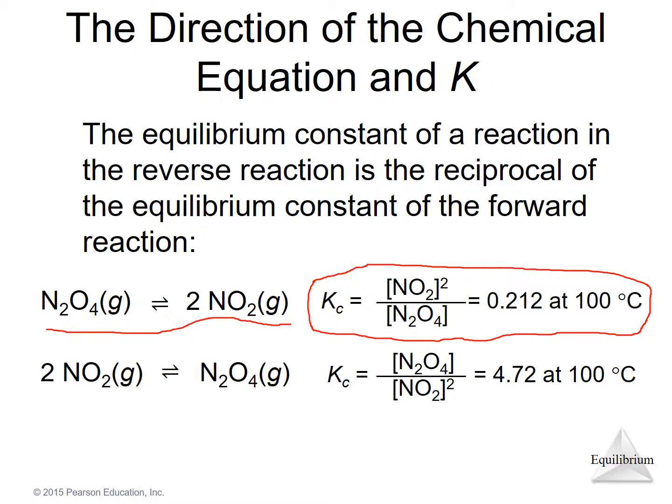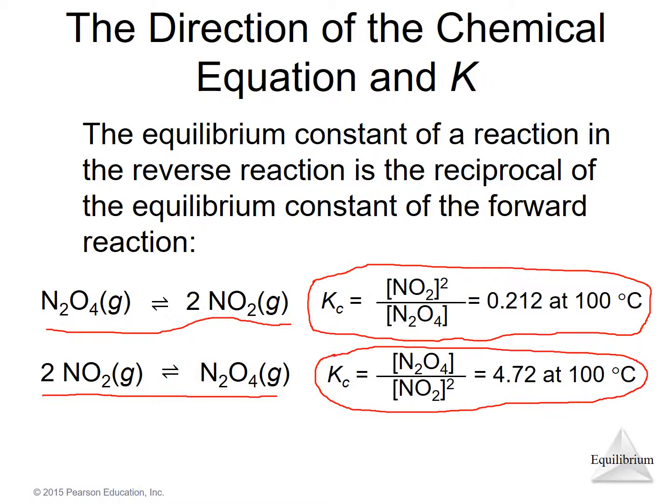So since the reaction is reversible, we could just turn things around and write this. 2NO2 goes to N2O4. When it's written this way, the equilibrium constant has the N2O4 in the numerator and the NO2 squared in the denominator, and has a different value. It's basically the inverse of this. So 0.212 if I write it the first way, 4.72 if I write it the second way.